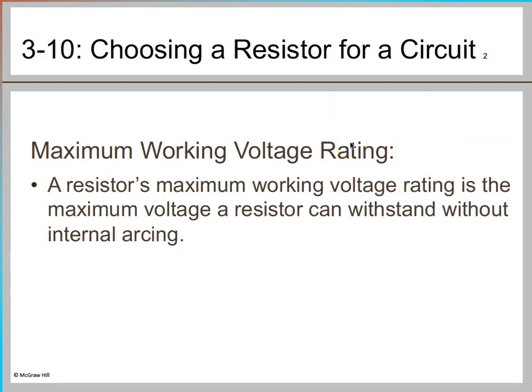Next is the maximum working voltage rating. This maximum working voltage rating can be defined as the maximum voltage which a resistor can withstand without any internal arcing. And this maximum working voltage rating can be defined from the wattage rating. So the higher the wattage rating of the resistor, the higher will be your maximum working voltage rating.